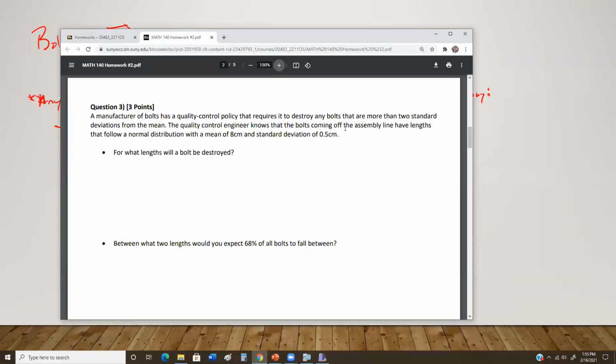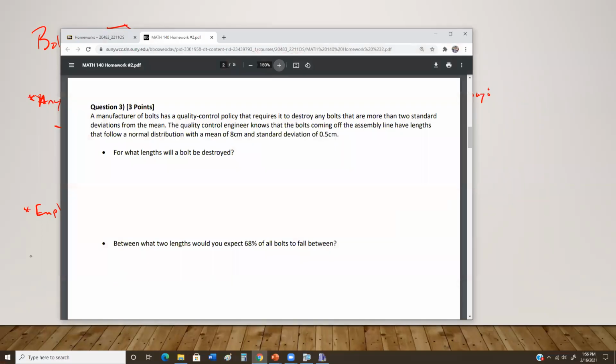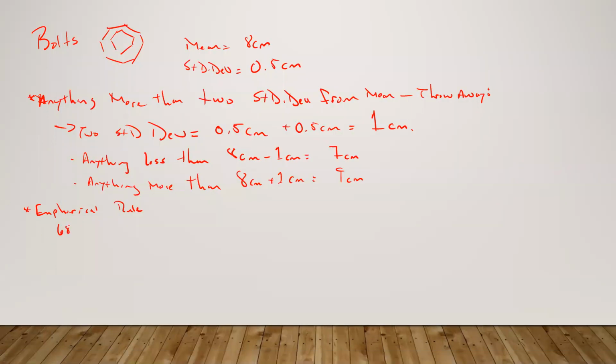The second part is actually a problem from way back in our third lecture that I just threw in there to see if people would remember. Between what two lengths would you expect 68% of all bolts to fall? There was something called the empirical rule. If your data follows a normal distribution, which is what I tell you here, 68% of data, in this case the bolts' lengths, fall between the mean minus 1 standard deviation and the mean plus 1 standard deviation.